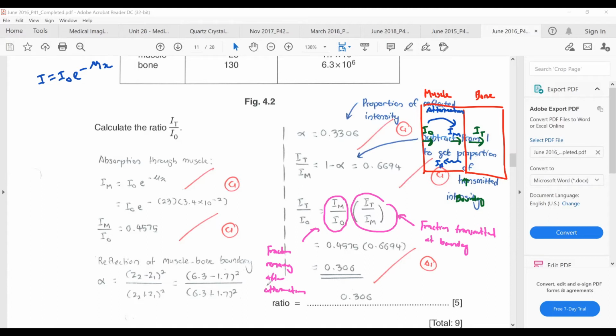Now for fraction remaining after attenuation, which is IM over I naught, this one you can easily just use the equation I equals to I naught exponential negative mu x. Basically the absorption through the muscle, or you can just write the attenuation through the muscle. So you can find out the ratio of IM to I naught straight away from the data that is given to you. You need to find out the mu for the muscle, the thickness of the muscle. Eventually you get this.